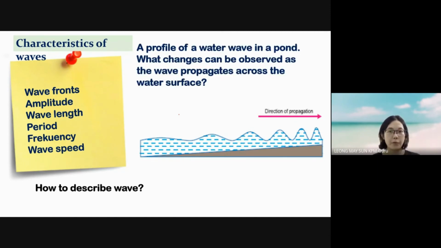So a profile of water wave in a pond, for example, like this, we can see what changes. Because after this, we have a few phenomena of water wave. And how we're going to describe the phenomena, how we're going to describe the changes of the wave characteristics, is based on wave fronts, the amplitude, the wavelength, period, and frequency, and then the wave speed.